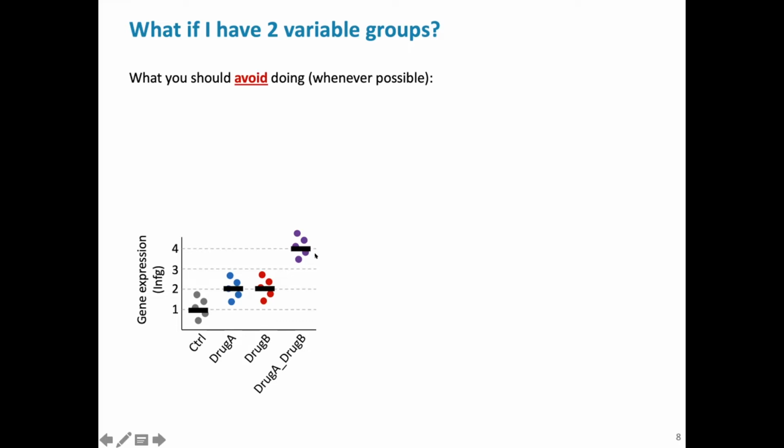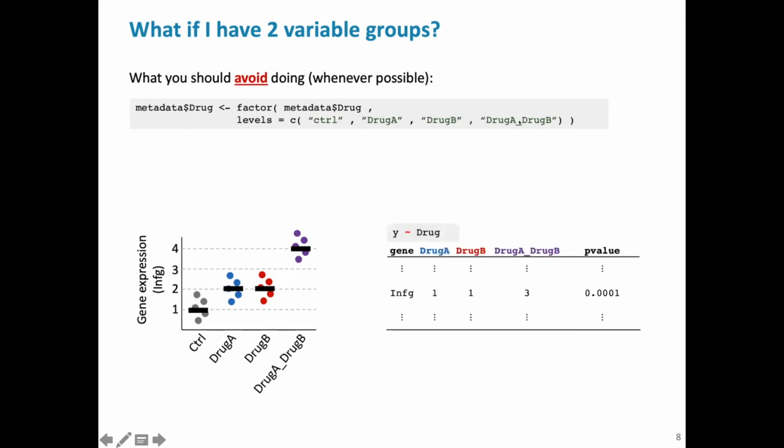So what you should avoid doing, whenever possible, is having the control, drug A, drug B, and drug A plus B as groups if you want to find the interaction between the drugs. Because now what you'll have is that drug A is equal to 1, drug B is equal to 1, and drug A and B is equal to 3, as if the effect of the interaction is equal to 3. And that is not true, as I'll show you in the next one. And then you have a very significant p-value in here.